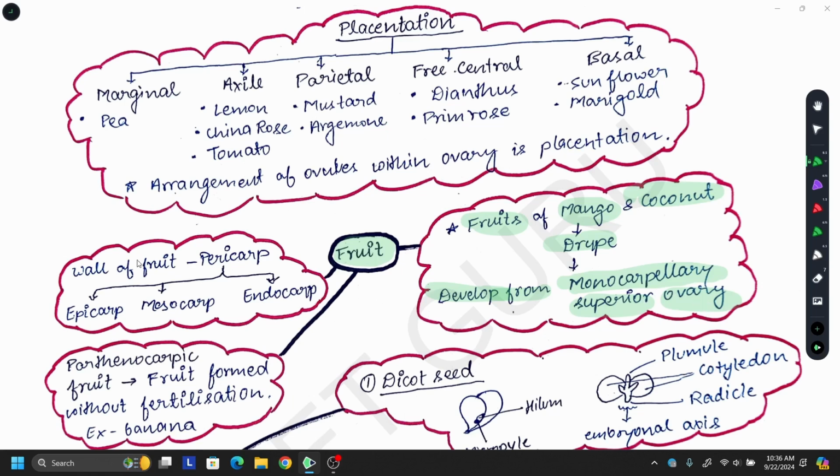Okay. Now, the wall of the fruit is called the pericarp, and it is made of basically three layers: epicarp, mesocarp, and endocarp. The epicarp is the outermost one, the mesocarp is the middle one, and the endocarp is the innermost one.